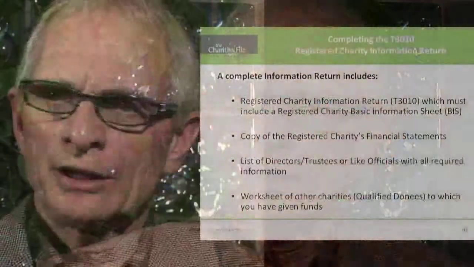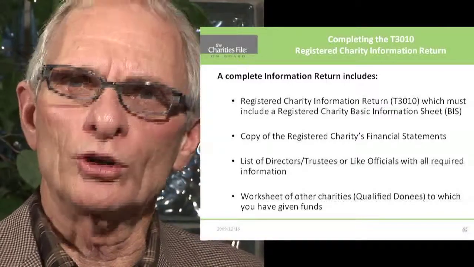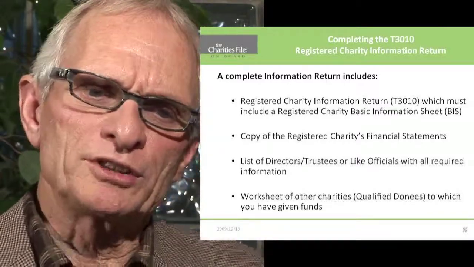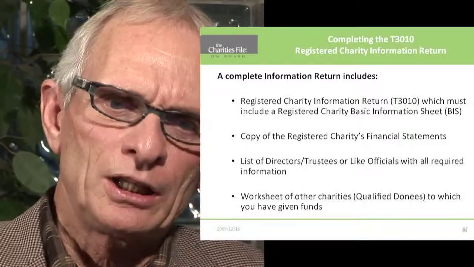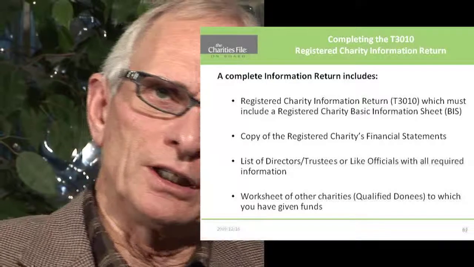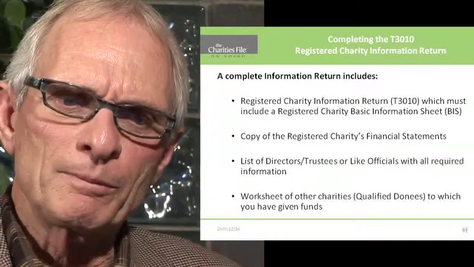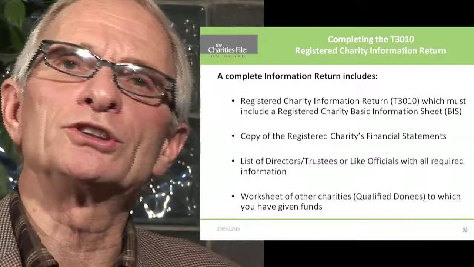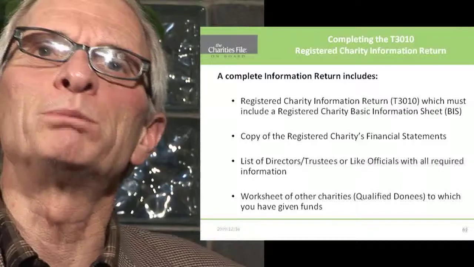Basically, we have the information return, which captures a lot of the financial information that exists in an organized fashion. Then we also have something called a basic information sheet, which is called a BIS. We also have a copy of the charity's financial statements that need to be submitted. There's a list of directors, trustees, or like officials that need to be submitted. And there's other worksheets that might apply to that charity.